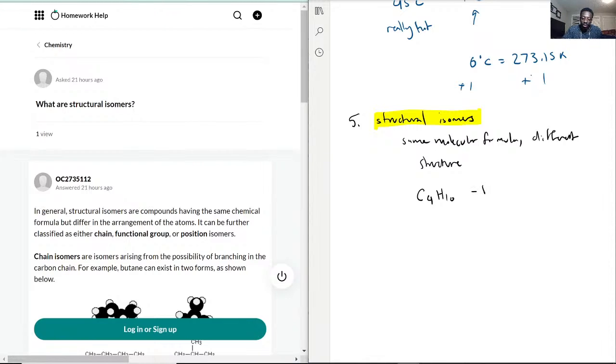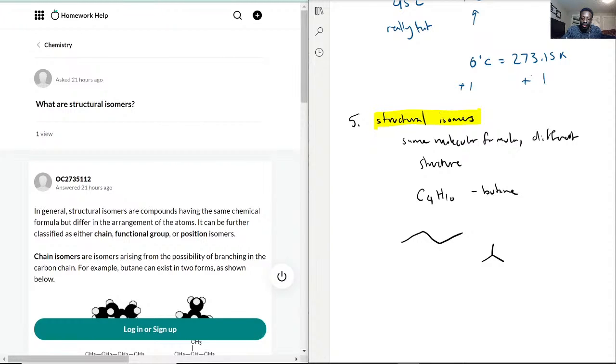This right here is also known as butane. But I could draw it like this, okay? Or I could draw it like this. Yep, those are really the only two ways I could draw this.